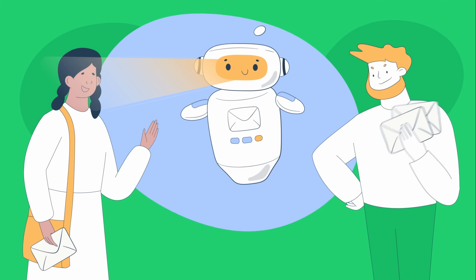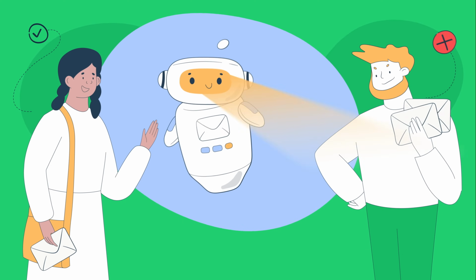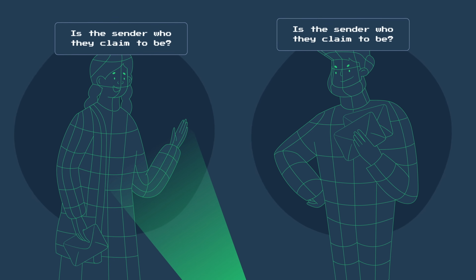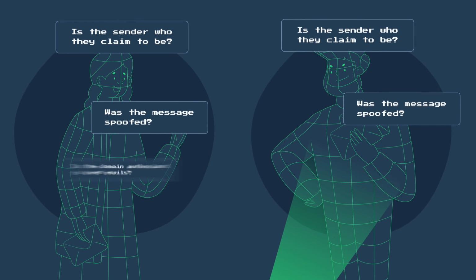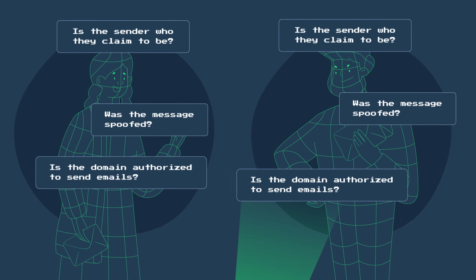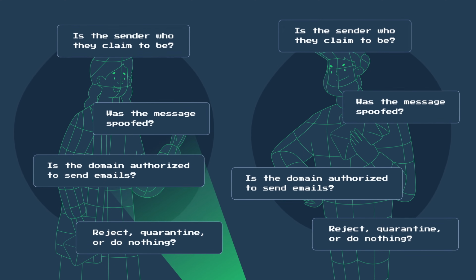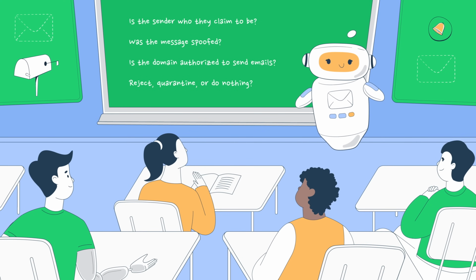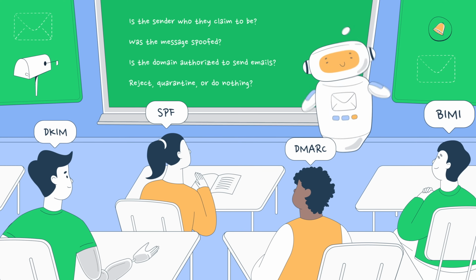Email authentication is the process of establishing whether the sender is legitimate or not. It's used to answer the following questions. Is the sender who they claim to be? Was the message spoofed during transmission? Is the message coming from an authorized sending domain? How should messages that fail authentication be treated? Different email authentication protocols answer these questions, either SPF, DKIM, DMARC, or BIMI.